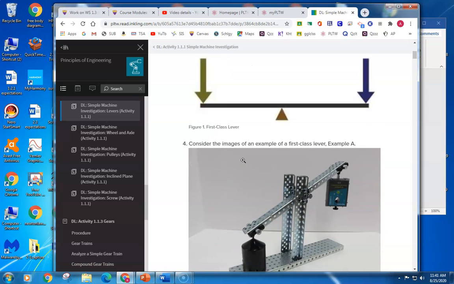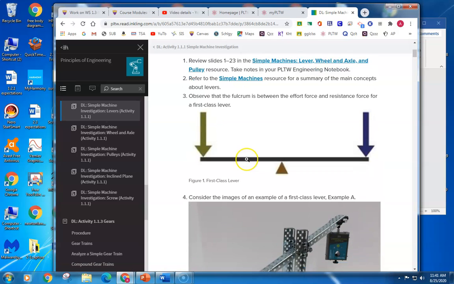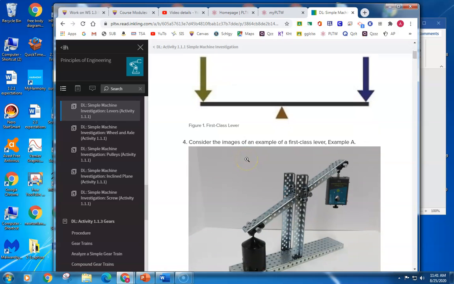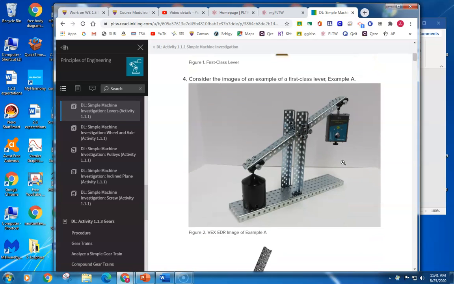All right, so anyway, we're going to analyze a few levers. I'm going to go through the first one with you, and then you'll work on the rest of them. So here we've got a first-class lever. We know it's a first-class lever because the fulcrum is in the middle, so this is the fulcrum. This is the resistance. It's a 1 kilogram mass, and 1 kilogram mass has a resistance force of 9.8 newtons. This is where we're applying our effort force. This is a little force meter. It's going to read out how much force we have to apply.